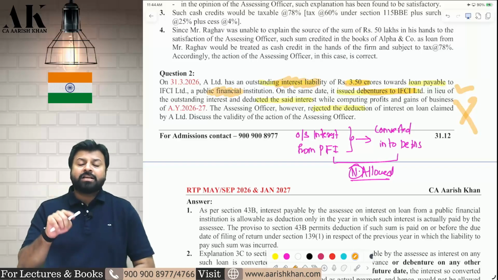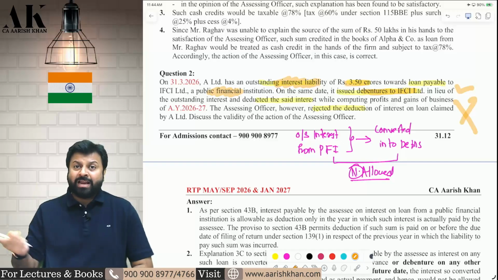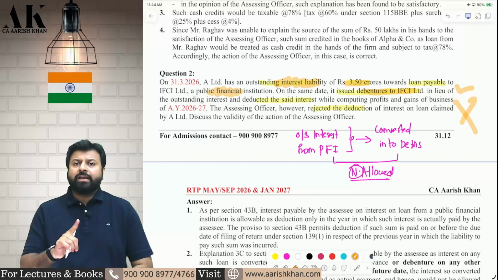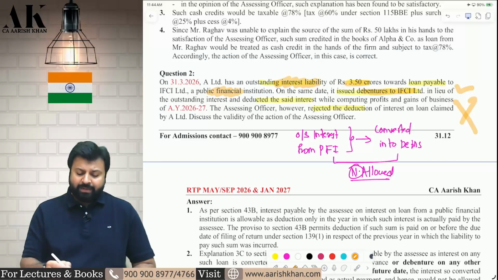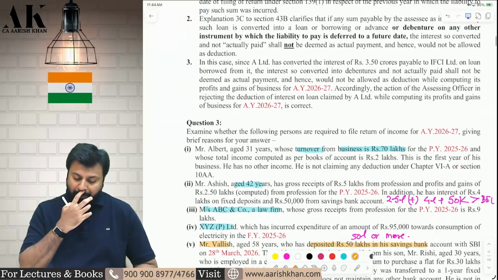Yes, but there is a recent judgment which I have told you in the class also. If you convert an outstanding interest into an equity share, that is allowed as a deduction. Please keep this in your mind. If you convert an outstanding interest into a loan, debenture or bond, it is not allowed as a deduction. But if you convert that into an equity share, it will be allowed as a deduction. So this is what this small question is all about.